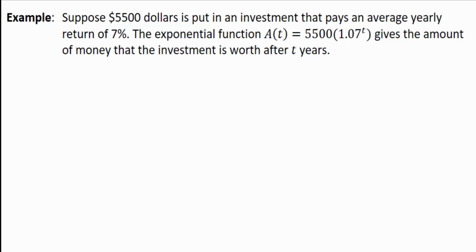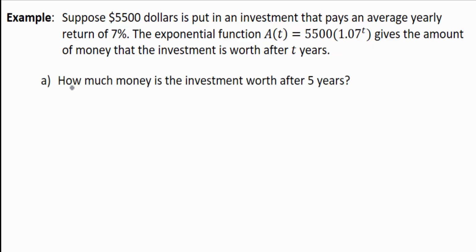Suppose $5,500 is put in an investment that pays an average yearly return of 7%. It turns out the exponential function A(t) = 5,500 times 1.07^t gives the amount of money that the investment is worth after t years. So we're going to use this formula that comes from the compound interest formula, which you'll study in, say, maybe college algebra if you take that class.